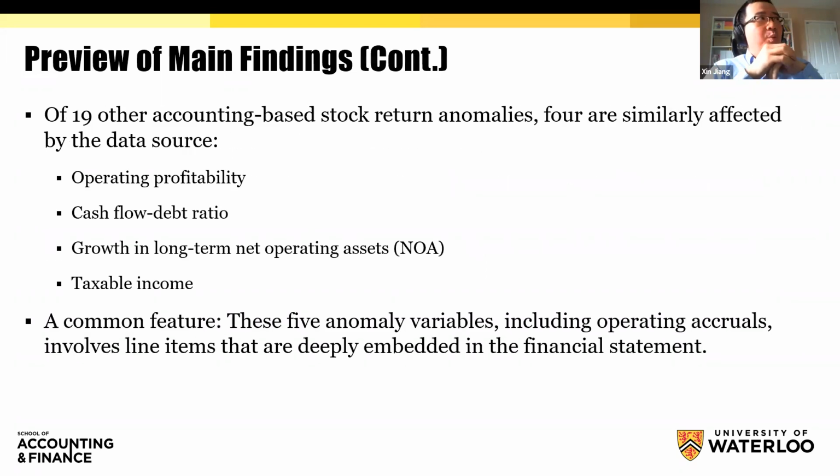And finally, we find the difference in the return predictability of accounting variables is not limited to operating accruals. After extending our analysis to another 19 accounting-based anomalies, we find that 4 more anomalies are also affected by the data source. A common feature among these 5 anomaly variables, including operating accruals, is that these accounting variables involve line items that are deeply embedded in the financial statements.